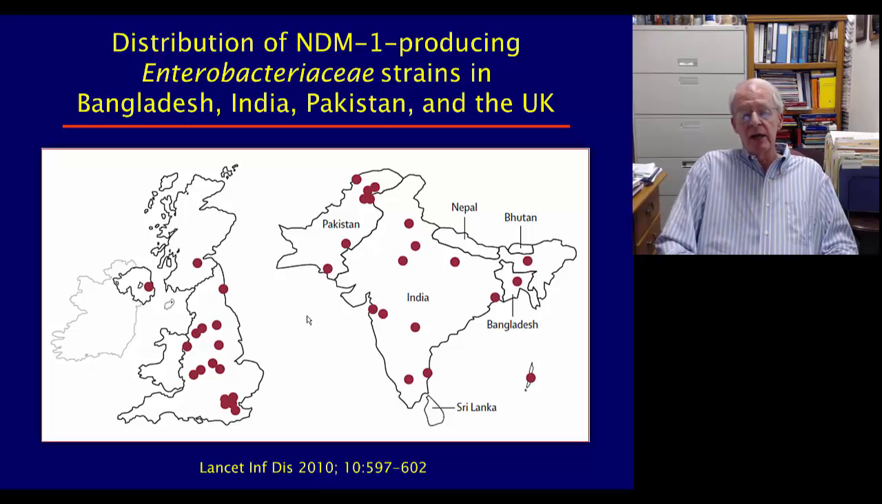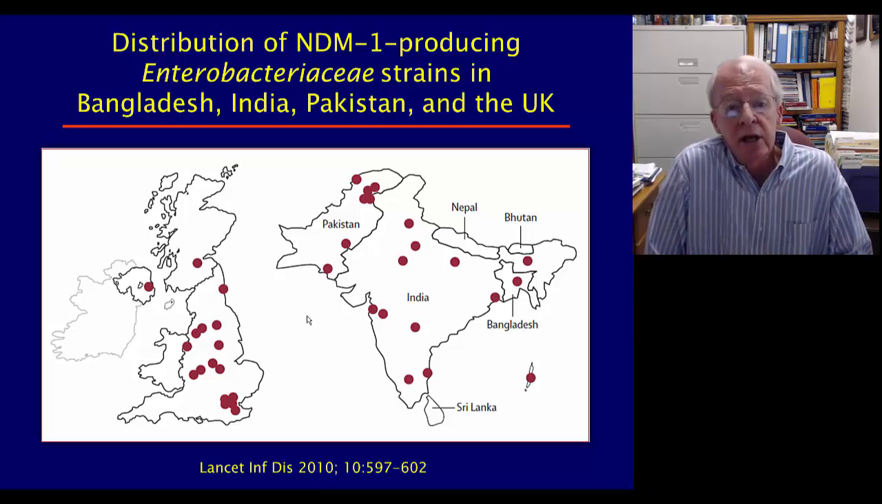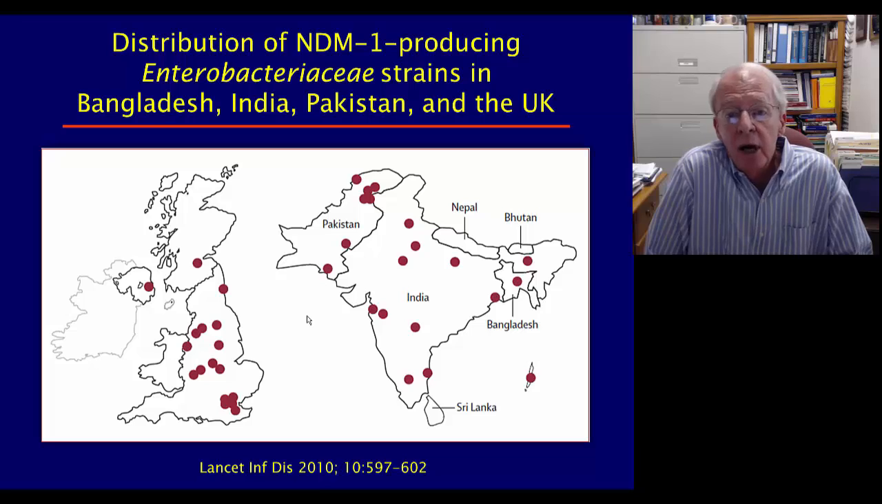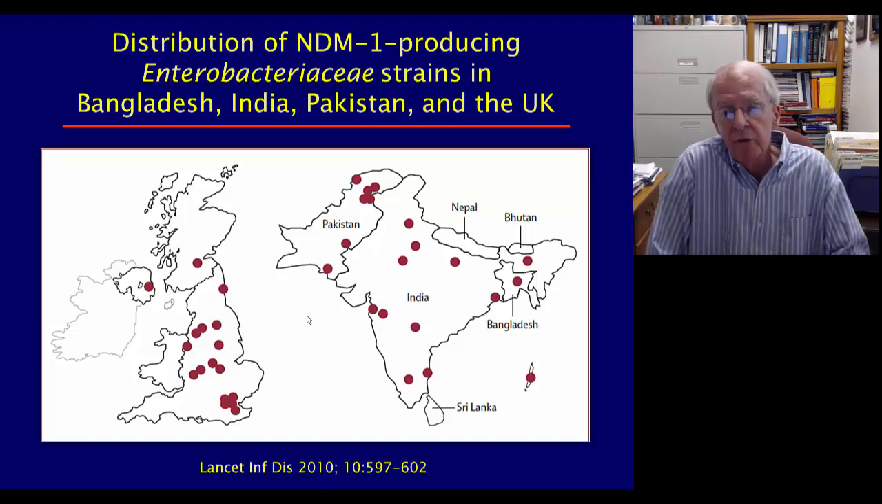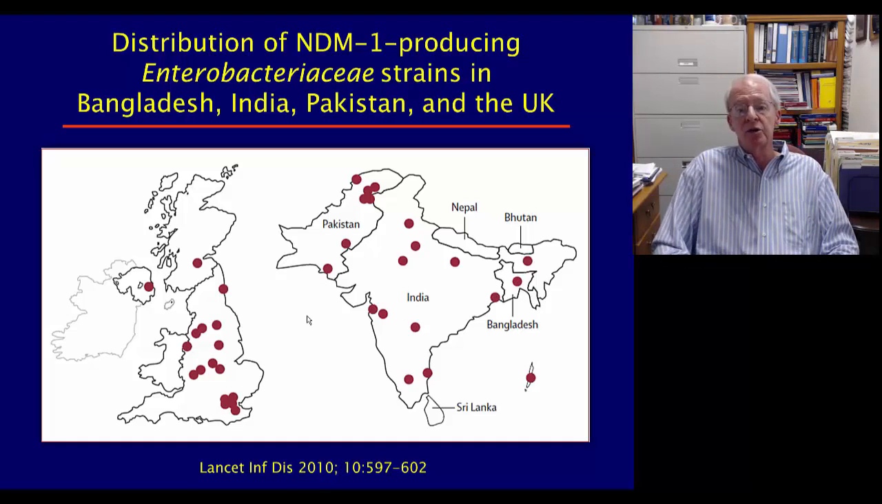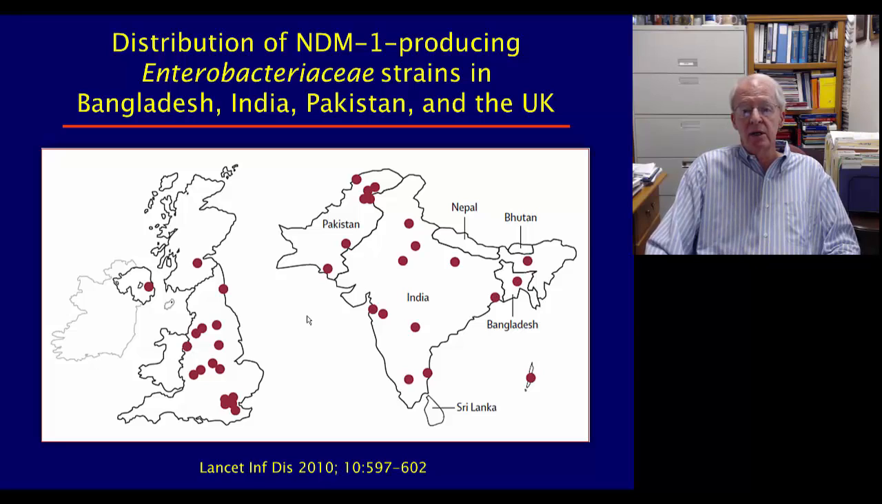This slide from a Lancet Infectious Diseases article in 2010 shows the distribution of NDM1 producing Enterobacteriaceae strains in the United Kingdom on the left, and Bangladesh, India, and Pakistan. The strains in the United Kingdom were isolated from patients, the majority of whom had medical procedures in India or other locations on the Asian subcontinent.